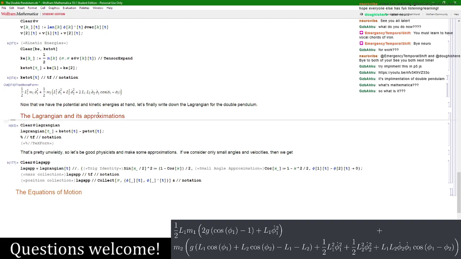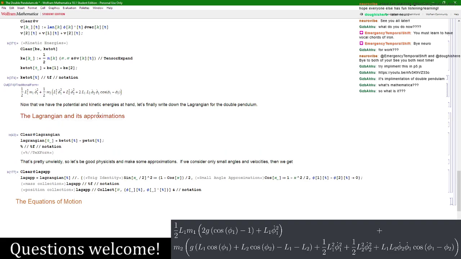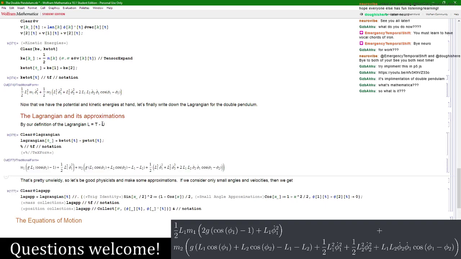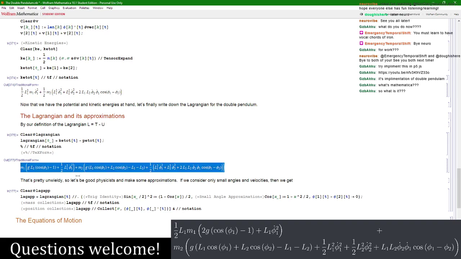So, getting into some live coding here, by our definition of the Lagrangian, just quick and dirty, L equals T minus U, we can exactly implement that, and so our Lagrangian is just the difference. Then we can say, okay, we want to look at it. And there it is. So this is the Lagrangian, the full-blown Lagrangian for the double pendulum.